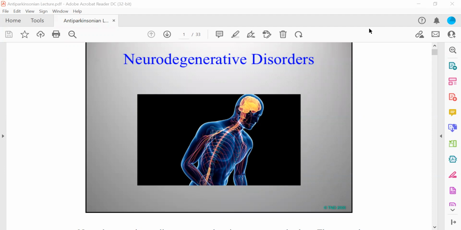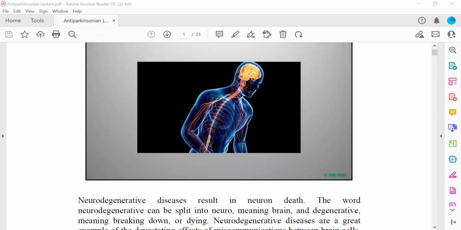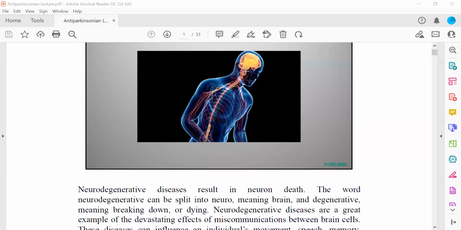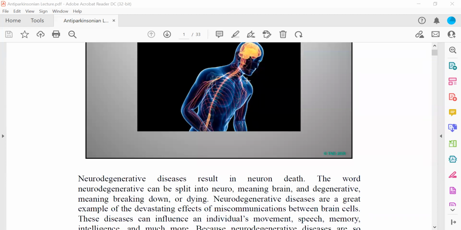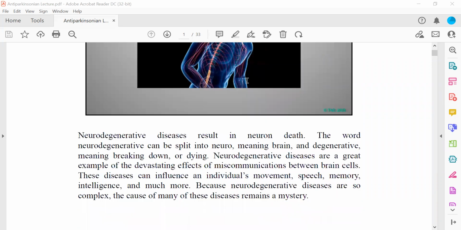Now, before we can go to the Parkinsonian agents, we first need to know what neurodegenerative disorders are. A neurodegenerative disorder is basically a disease that results in the death of neurons. It affects your central nervous system, basically your brain, in such a way that you get progressive loss of neurons and brain cells. This is a progressive disease, and it continues to worsen as time goes by.